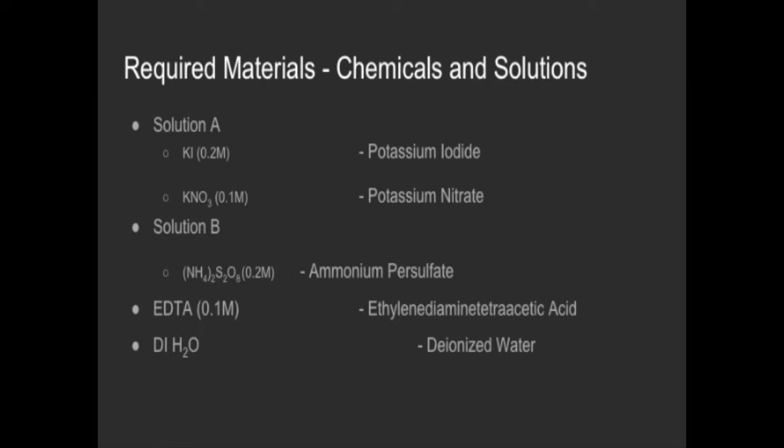For this experiment, we're going to require a couple of chemicals to prepare our solutions, as well as some equipment. To prepare solution A, we will need 0.2 molar potassium iodide, 0.1 molar potassium nitrate, and for solution B, we will need ammonium persulfate in a concentration of 0.2 molar. We will also need EDTA at 0.1 molar, as well as deionized water.